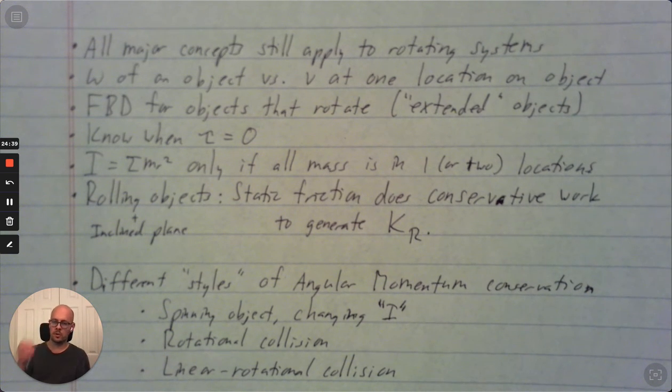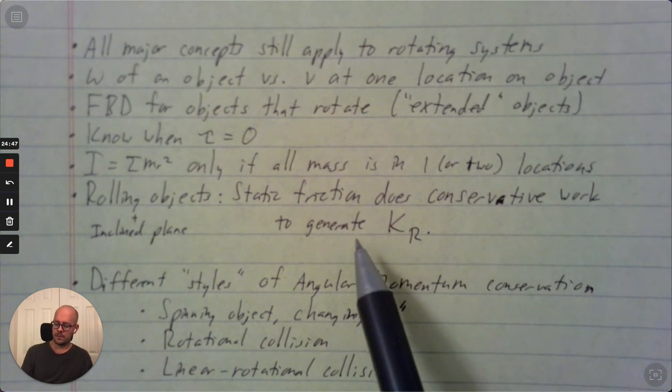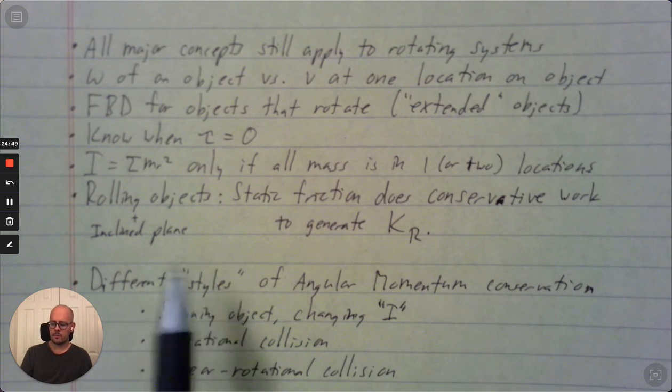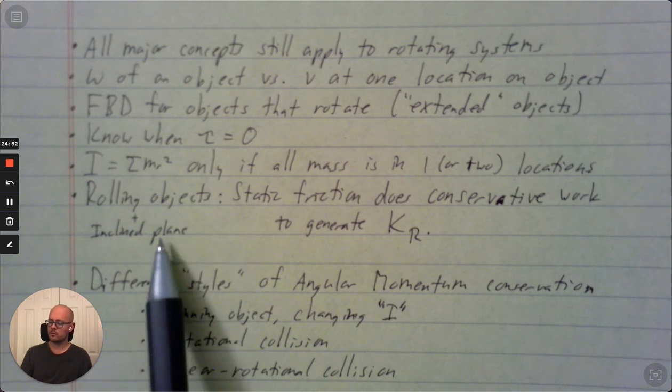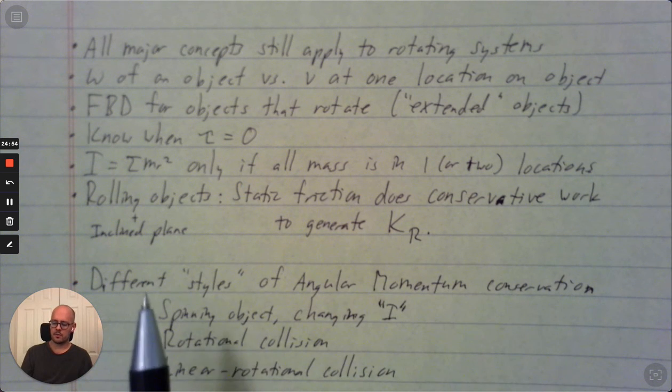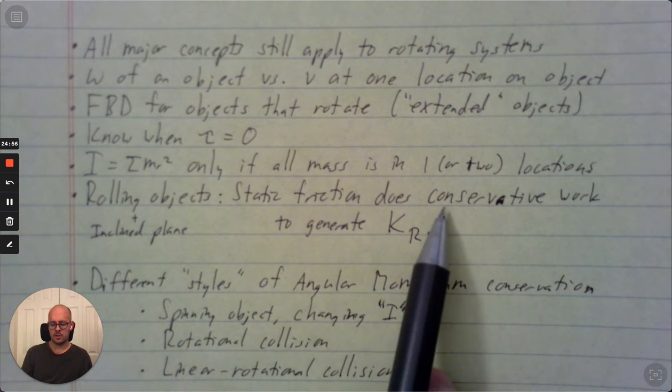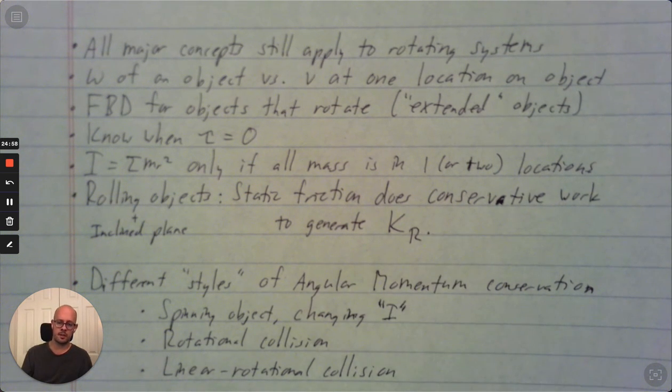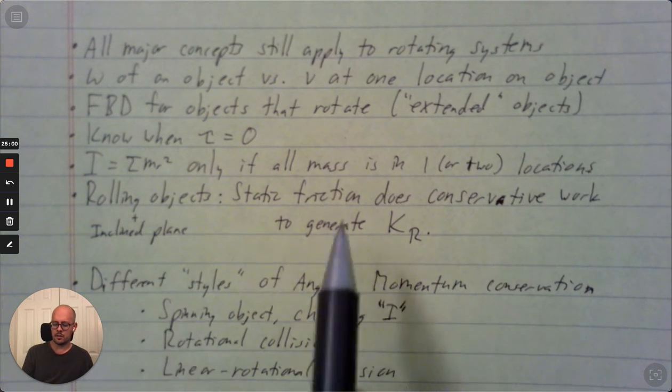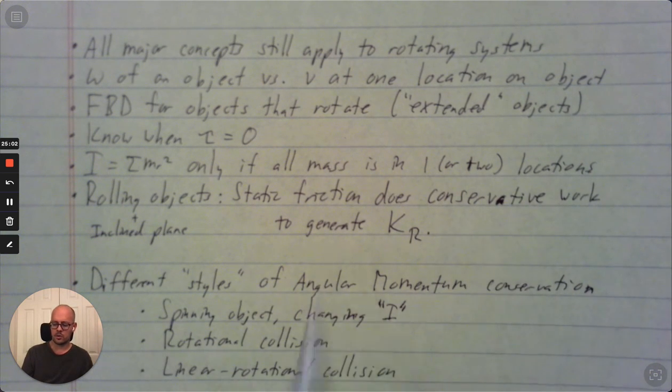So friction will cause there to be less translational energy for things rolling down. But for an object like a block sliding and a cylinder rolling, they do different things. For the block, kinetic friction does non-conservative work to dissipate energy. For a cylinder, it's going to do conservative work to generate rotational kinetic energy.